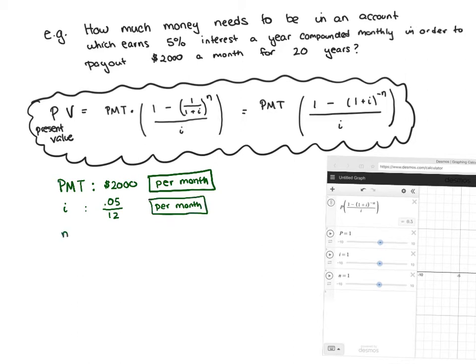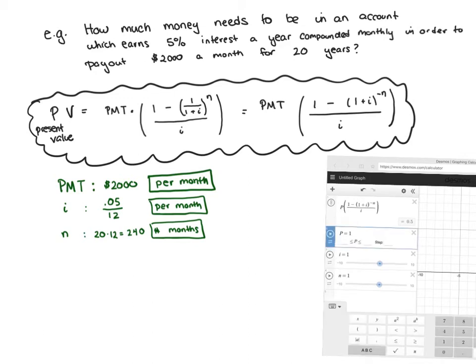And then n needs to be the number of months, since everything is in months here. I'm told that it's 20 years, so I take that 20 and multiply by 12 months in a year to get 240 months. Now we can go ahead and plug all these values in.